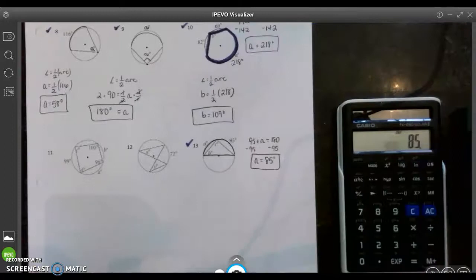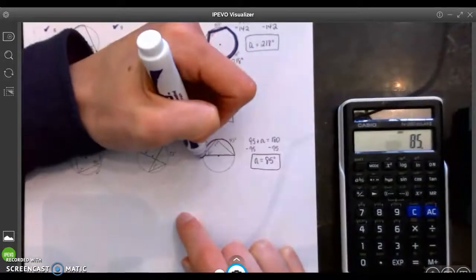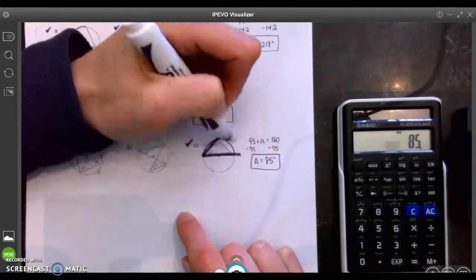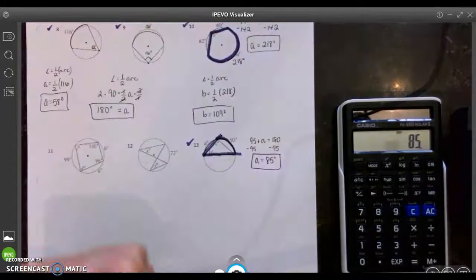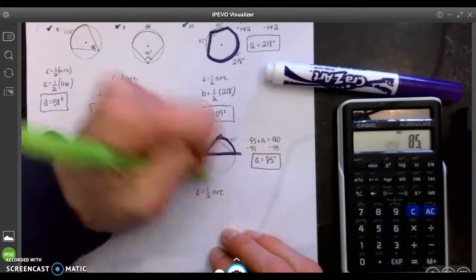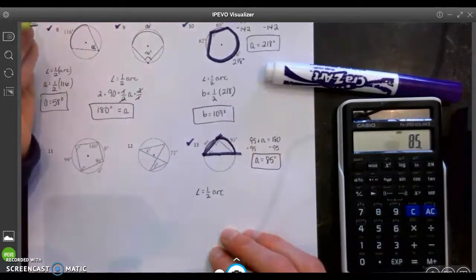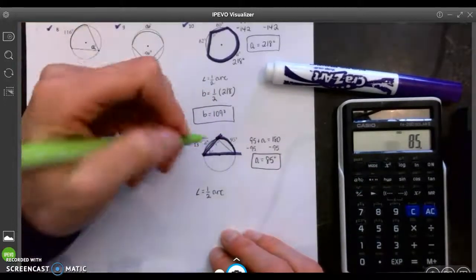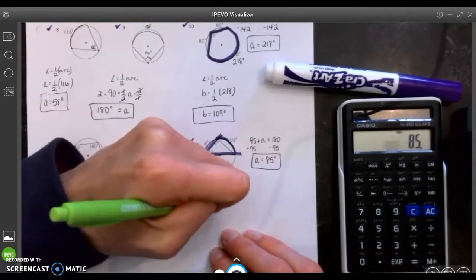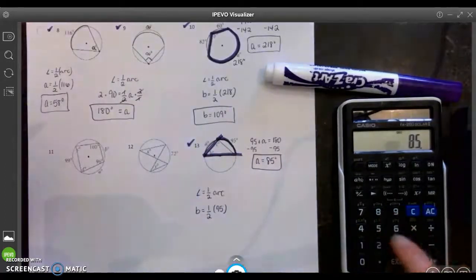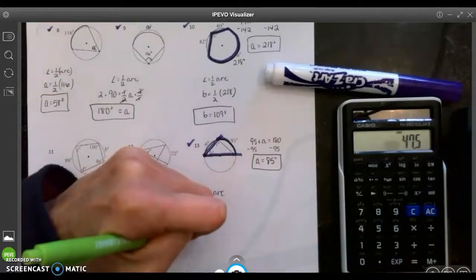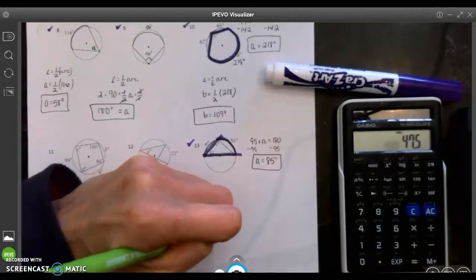Then, if I look at B, that angle goes with this arc, 95 degrees. So if I use angle equals 1/2 arc, because that's an inscribed angle, because angle B is on the circle, my angle is B. 1/2 times the arc is 95. So if I do 95 divided by 2, B is 47.5 degrees.